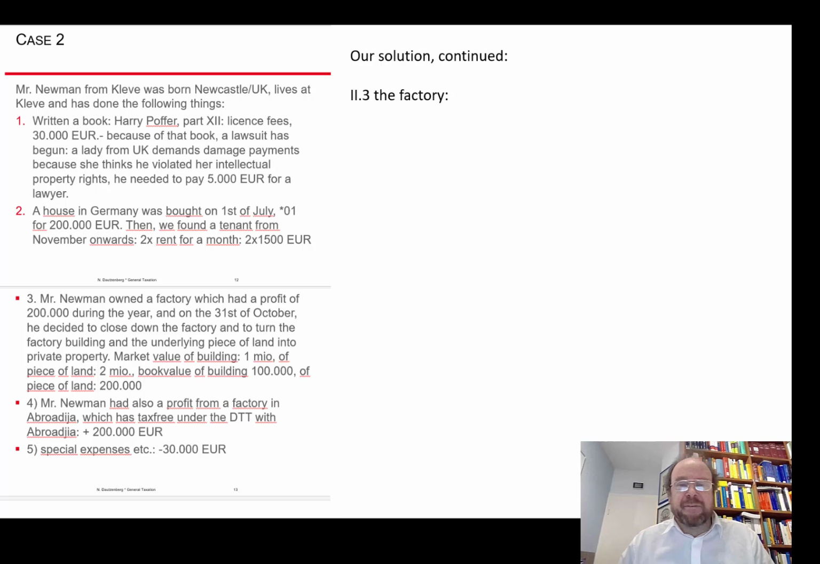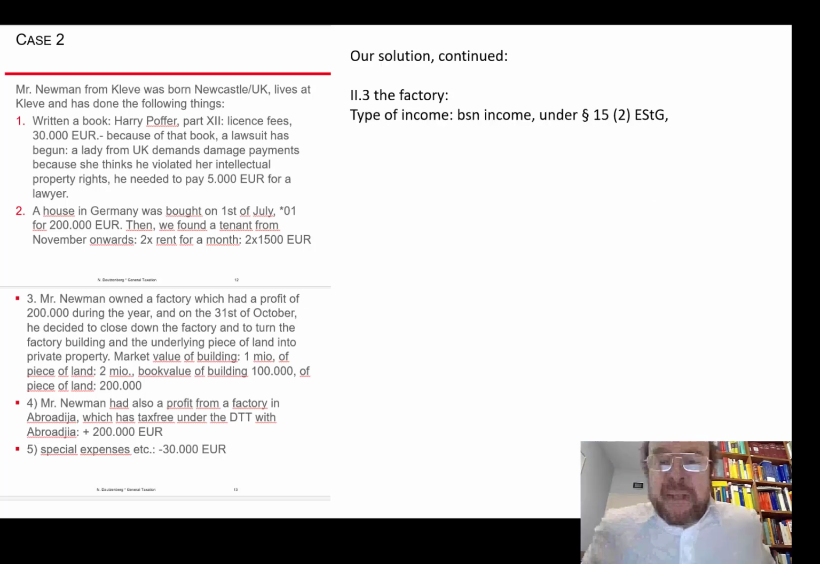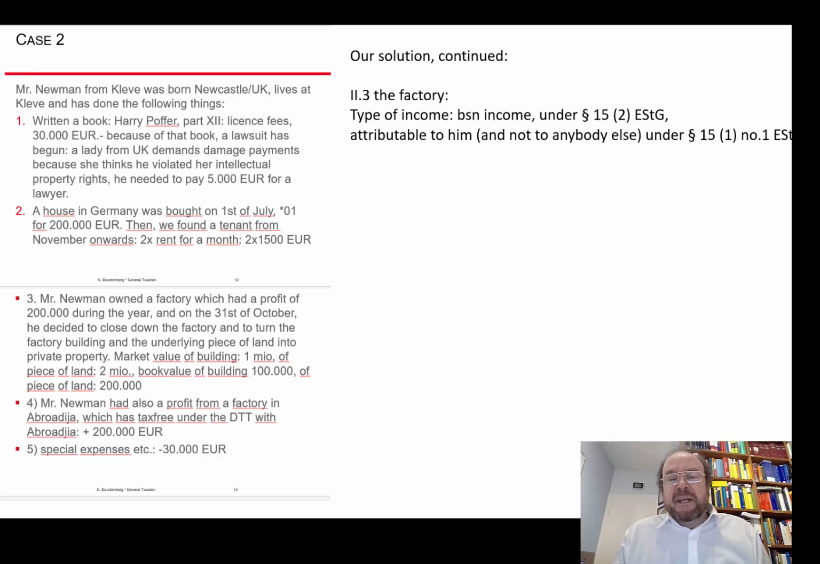Mr. Newman owned a factory. So think about the factory. A factory is having a business, so it's business income. Section 15.2 says what a business is, and who has to pay for it, or whose income it is, is regulated in 15.1, because there is a sole trader, there's a partnership, there are others. So 15.1 number 1 says a sole trader is fully liable, or gets fully attributed the income from his sole proprietorship, naturally.